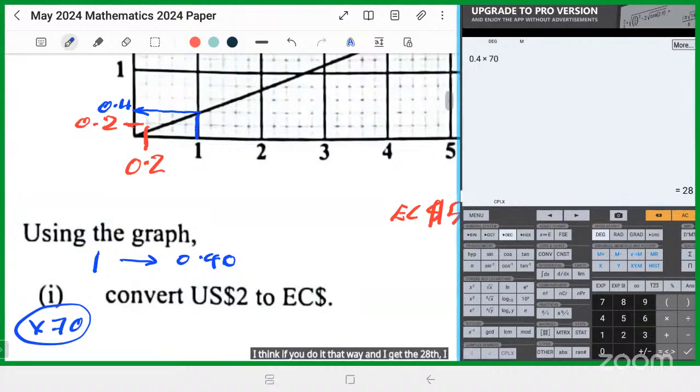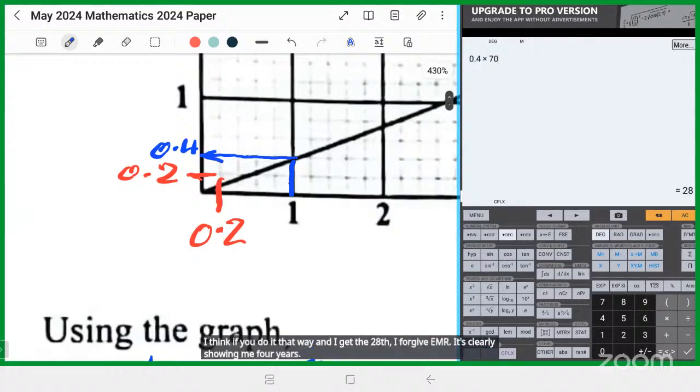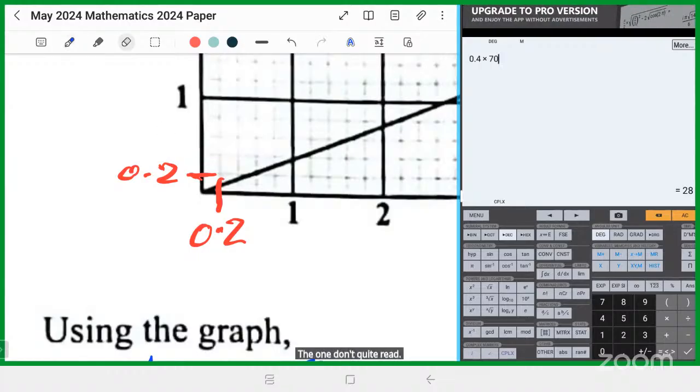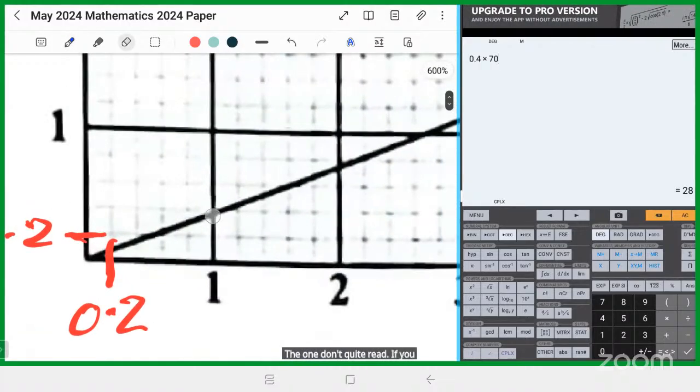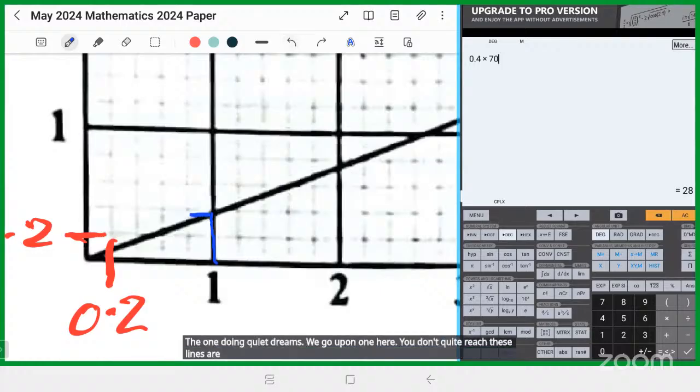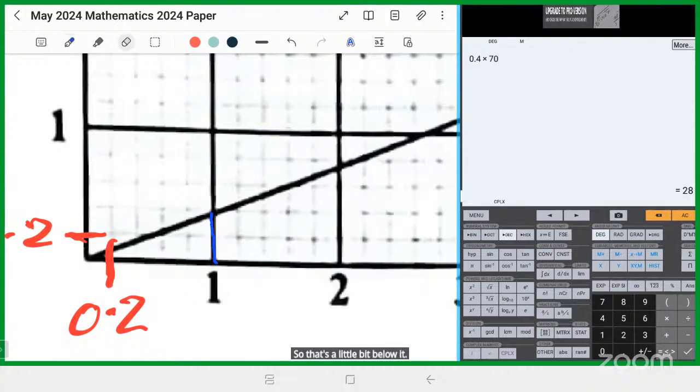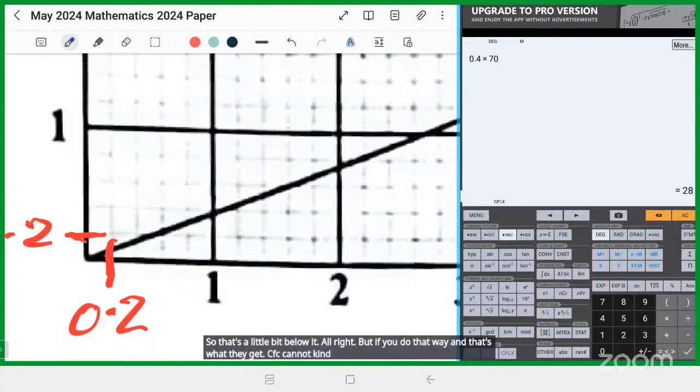The graph is clearly showing me 4, but maybe because it's not so clear, the 1 doesn't quite reach. Look here, if you zoom up on it, the 1 doesn't quite reach this line. It's a little bit below it. See that? But if you do it that way and that's what you get, CSEC, I think, will give you marks, because at least you have shown the process.